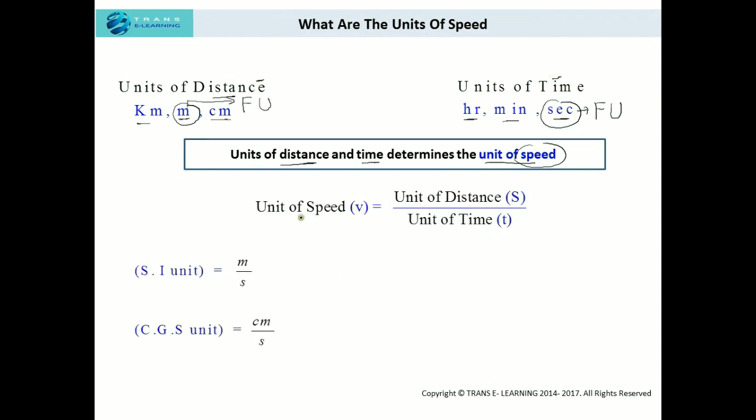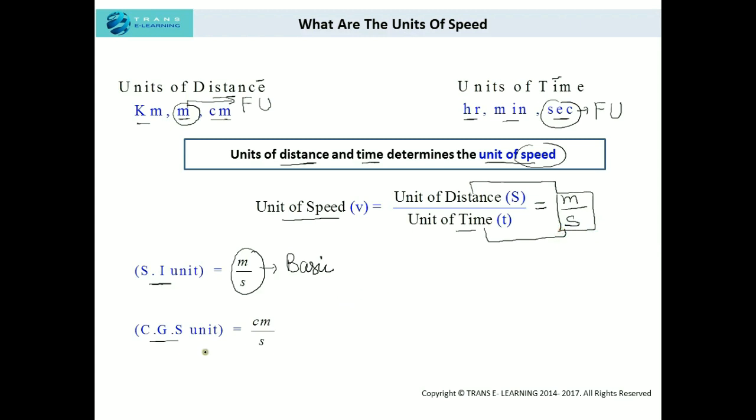You can see here that I've written that the unit of speed is equal to the unit of distance divided by the unit of time. And here I have written the unit of speed in SI unit as well as in CGS unit. This SI unit of speed is considered the basic unit of speed. Why? Because in this case we are using the fundamental unit of distance, which is meter, and the fundamental unit of time, which is second. So this unit is considered the most basic one and most commonly used.